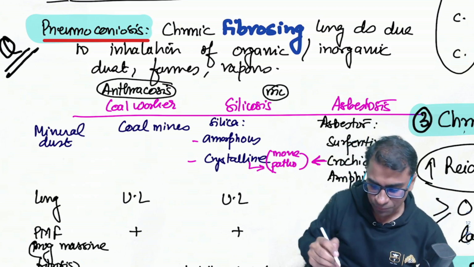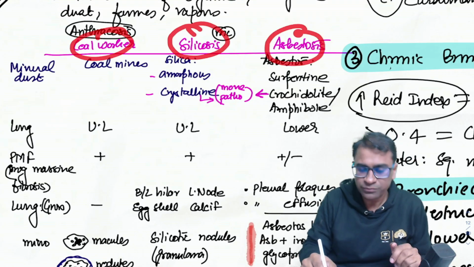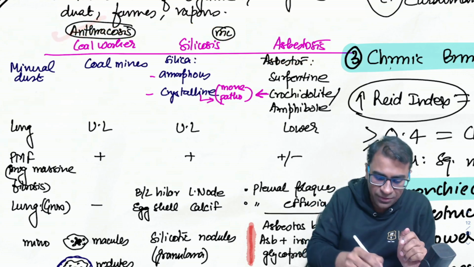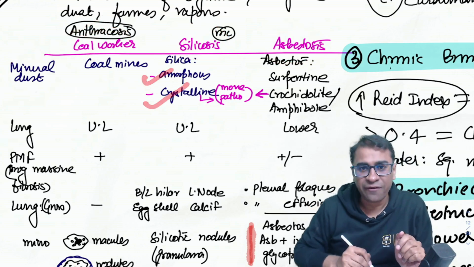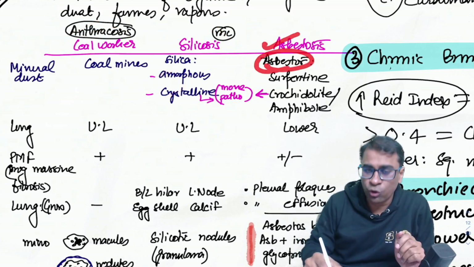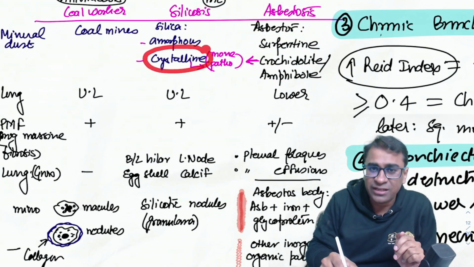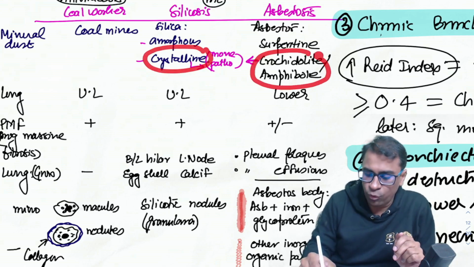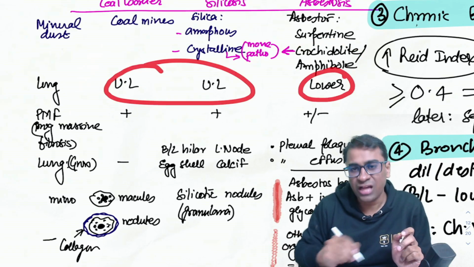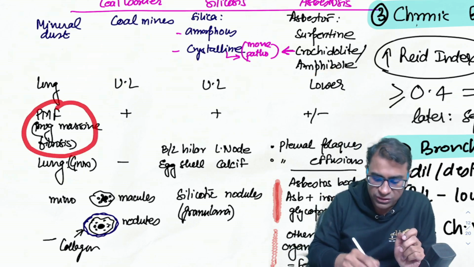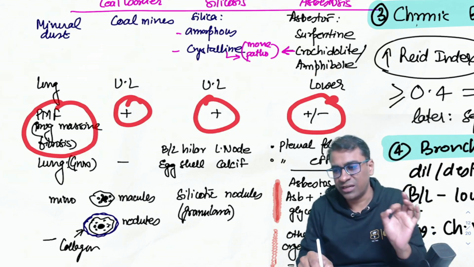Let's see, 3 of them: coal worker's, silicosis and asbestosis. Coal worker's is anthracosis, from mineral dusts, coal mines. Silica is of 2 types, amorphous and crystalline. Asbestos is of 3 types: serpentine, crocidolite and amphibole. Remember, the crystalline variety of silica and crocidolite of amphibole are more pathogenic. Among all 3, the first 2 involve the upper lobe and the last one involves the lower lobe. Progressive massive fibrosis is seen in all these 3.